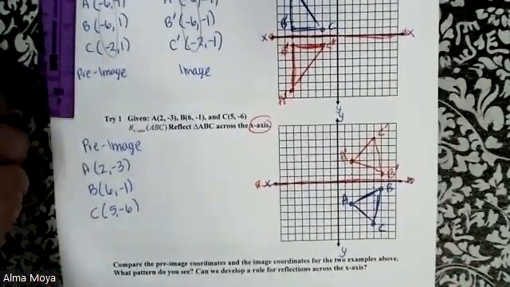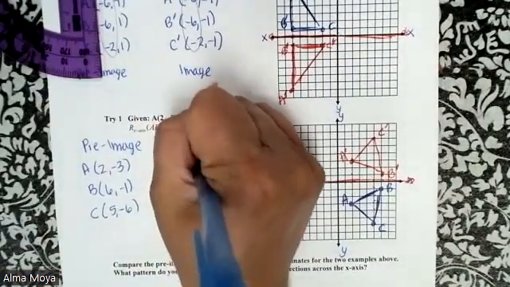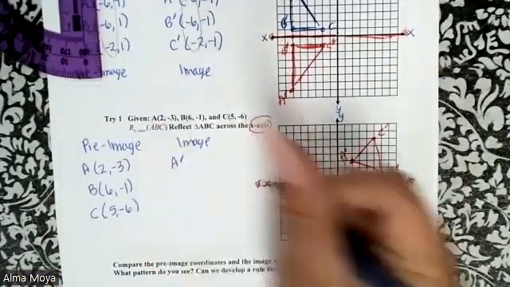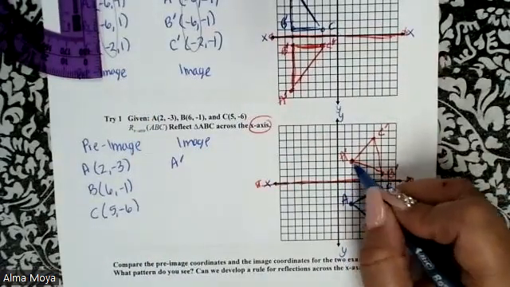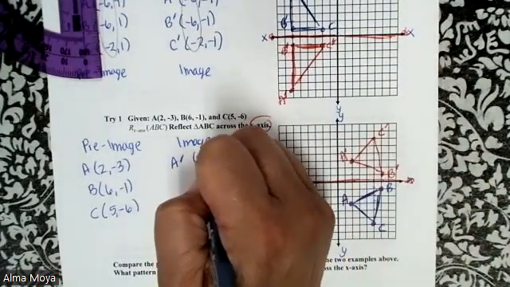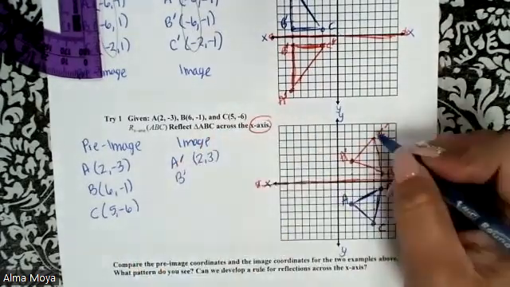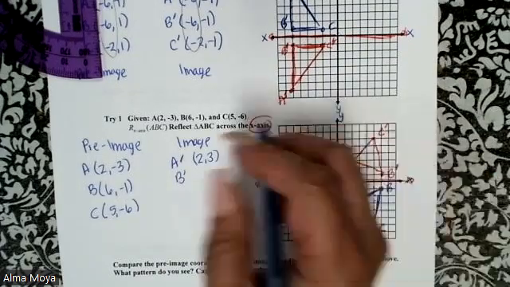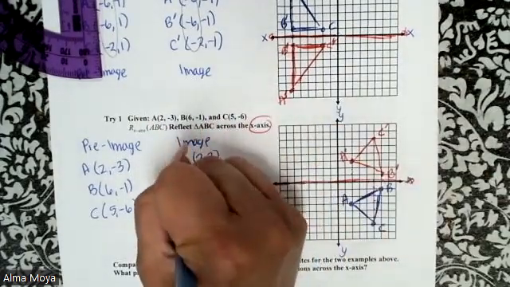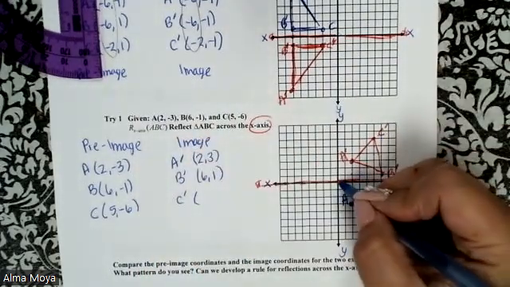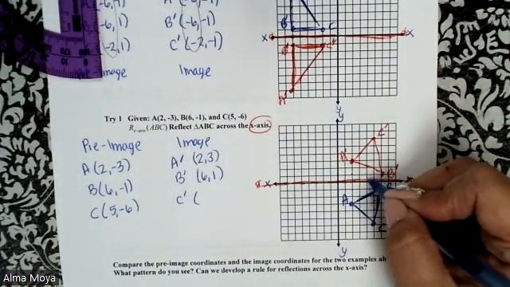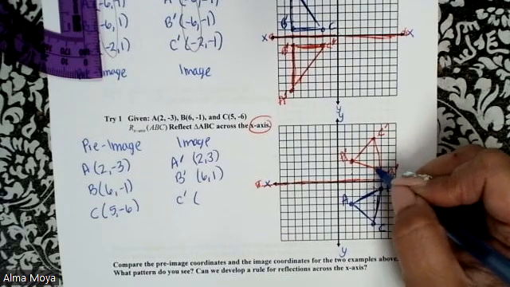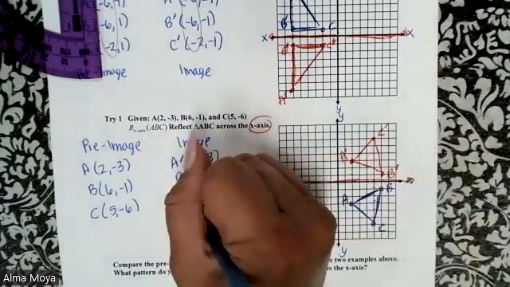So now in your image, your A prime is the point 2, 3. Your B prime is 6, 1. And your C prime is 5, 6.